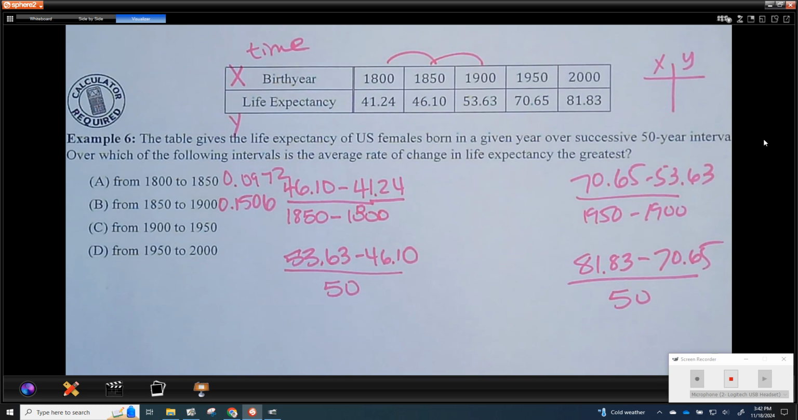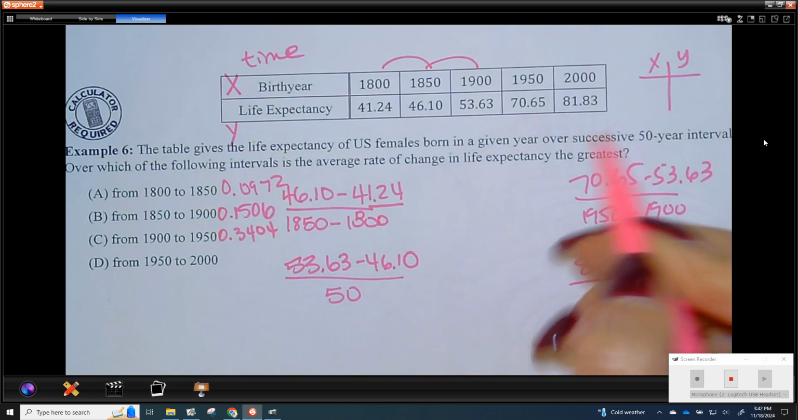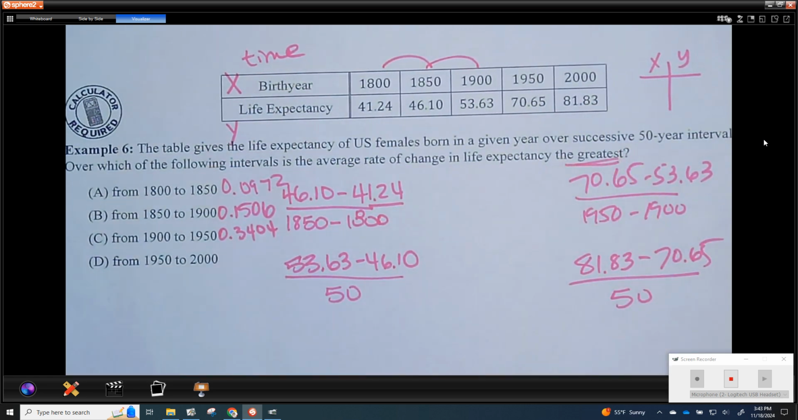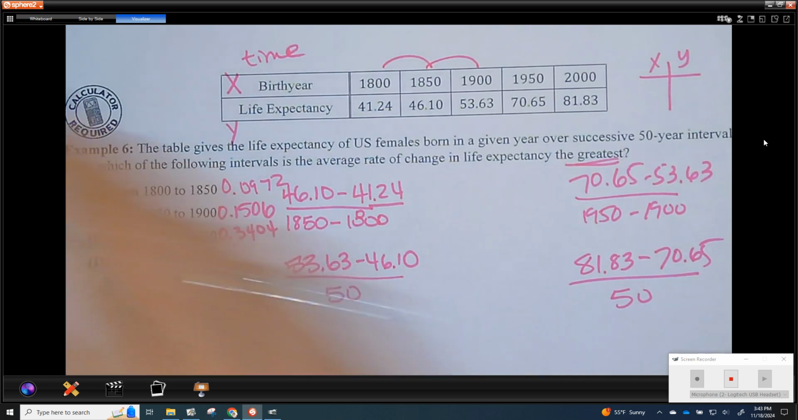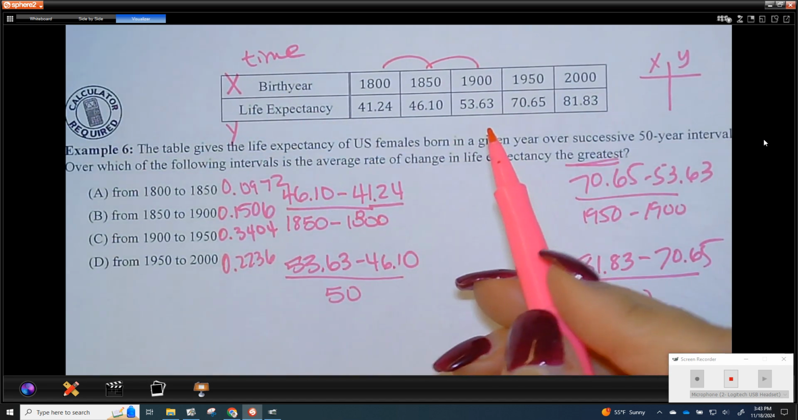70.65. I hope I'm typing them in correctly because I'm doing it pretty fast. 70.65 minus 53.63, enter, divided by 50 is 0.3404. So we're looking for the greatest. And 81.83 minus 70.65 divided by, oops. You have to hit enter unless you do the vertical division. 0.22. So the greatest one is C.